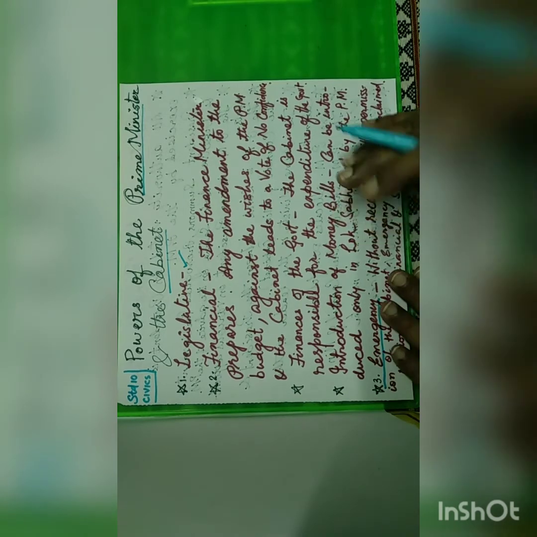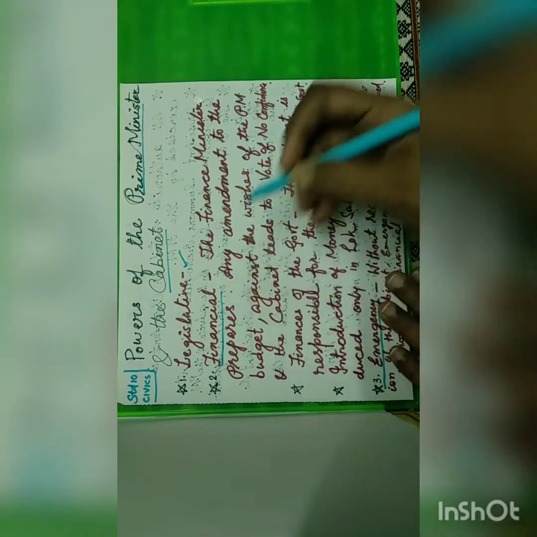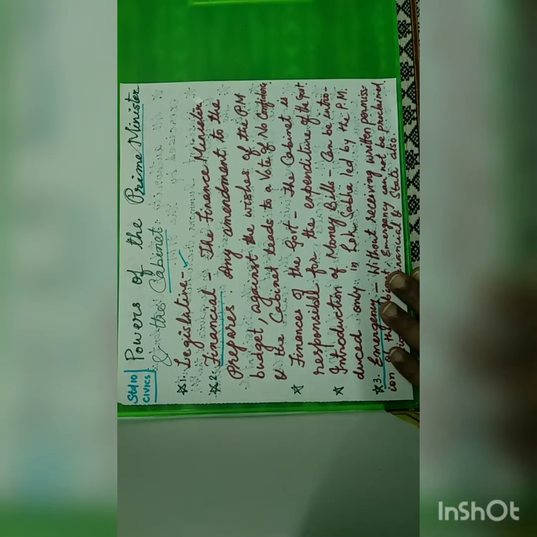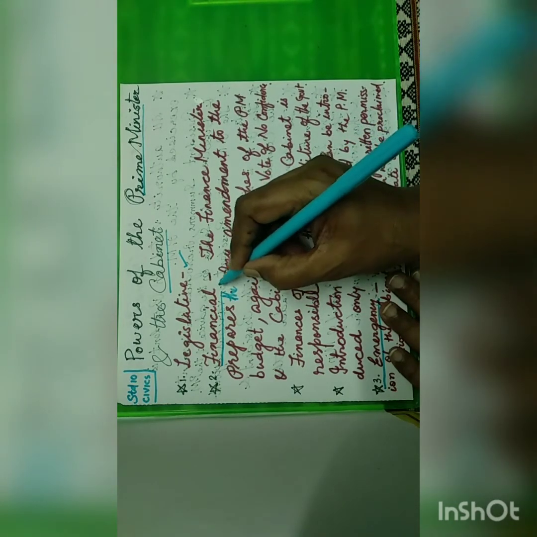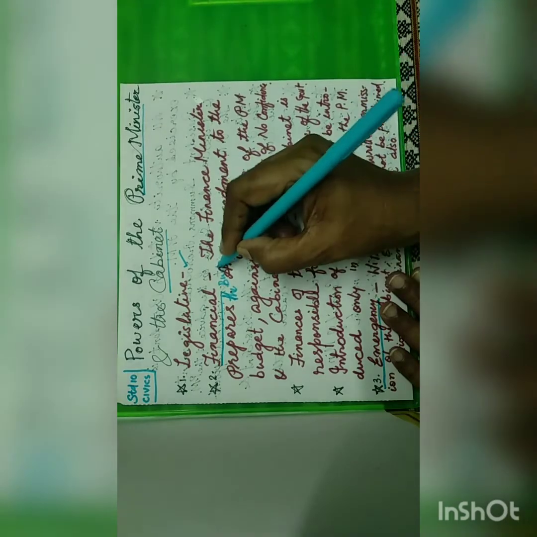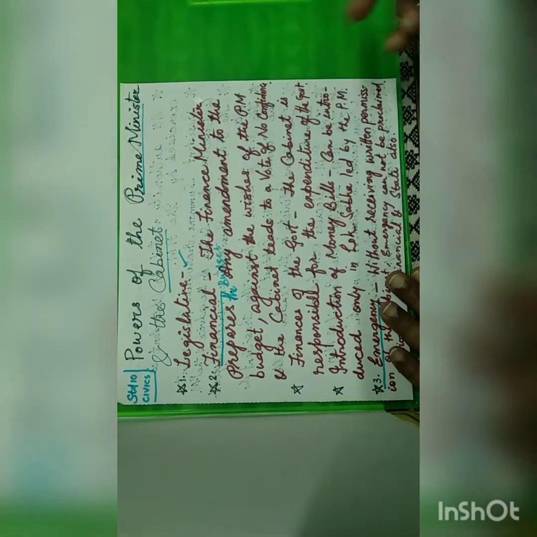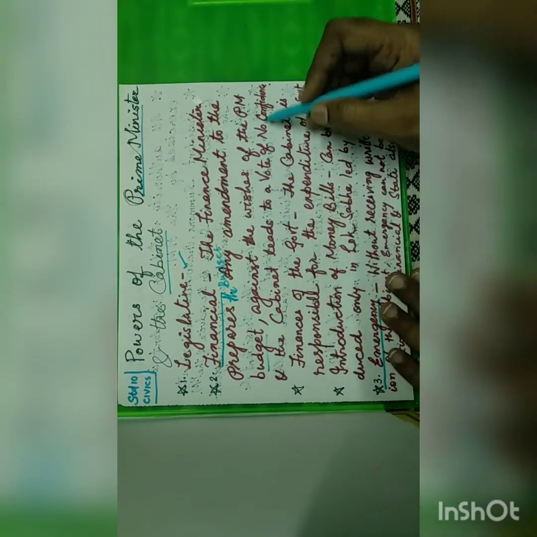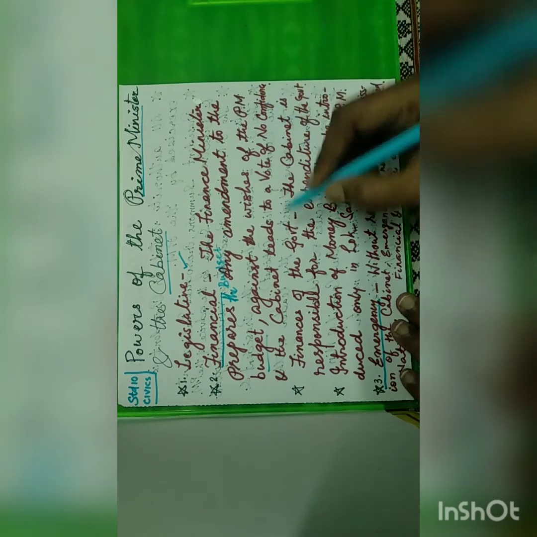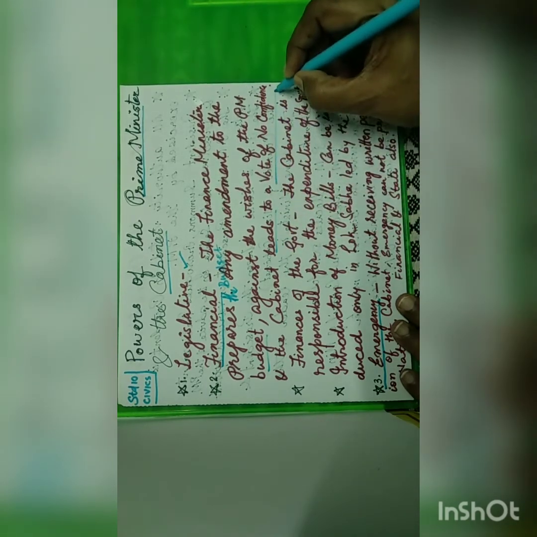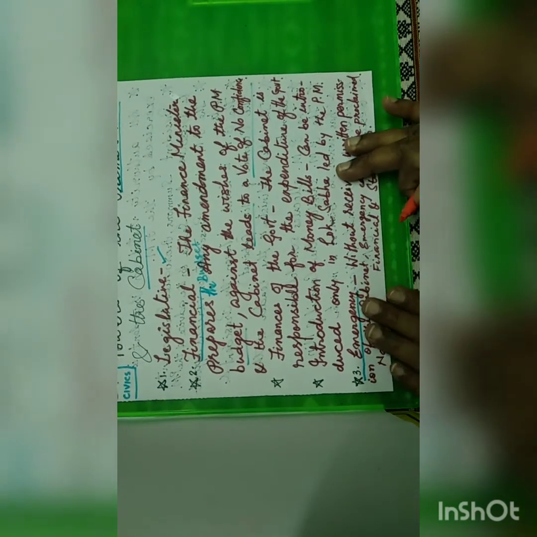In our next class today, we shall learn about the financial powers of the Cabinet and the Prime Minister. The Finance Minister prepares the budget. The budget of the country for every year is prepared by the Finance Minister. Any amendment required to be done in the budget against the wishes of the Prime Minister and the Cabinet will lead to a vote of no confidence. A vote of no confidence, if moved in the House, is a failure of the ruling party. Hence, it will lead to the fall of the government.